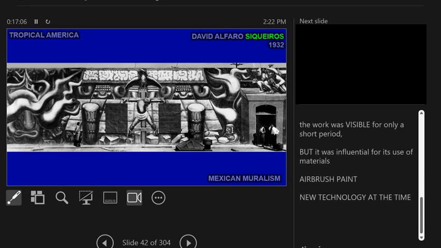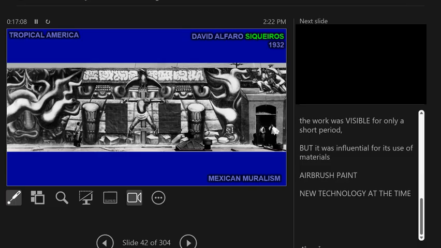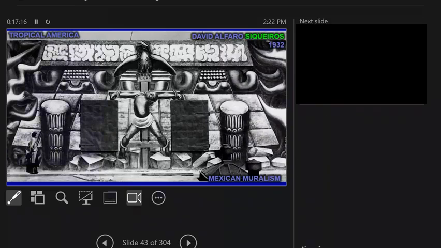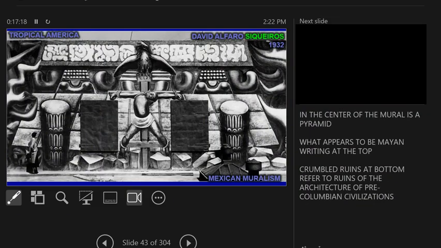The work was visible only for a short period, but it was influential for its use of materials, though. This was painted with an airbrush, which is a very new technology at the time. So if we get a little bit closer, we have this pyramid in the background and what appears to be Mayan writing across the top. And then at the bottom of the pyramid, it shows crumbled ruins of the architecture of pre-Columbian civilizations.